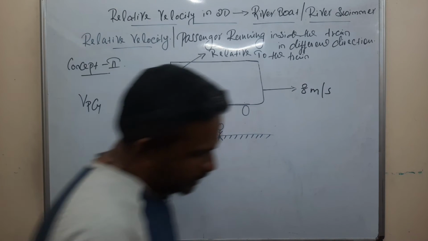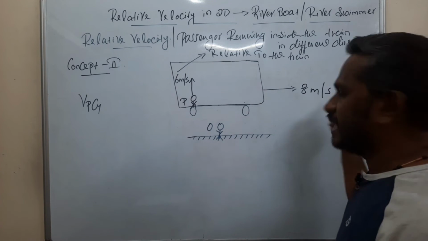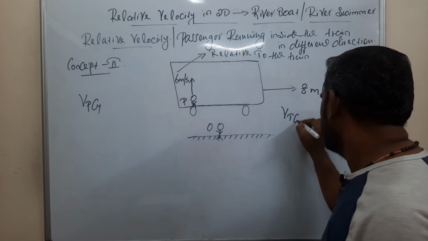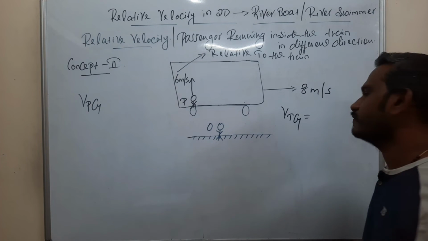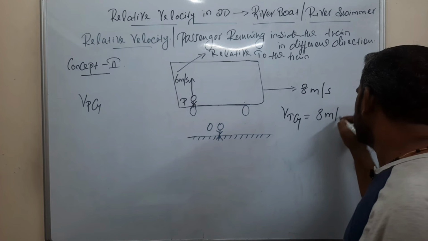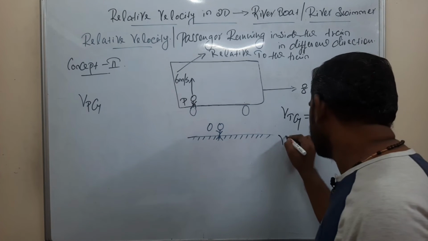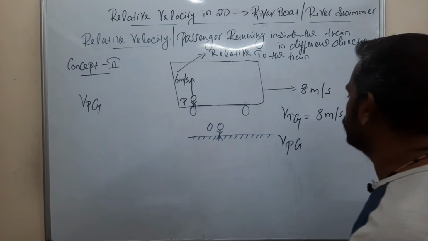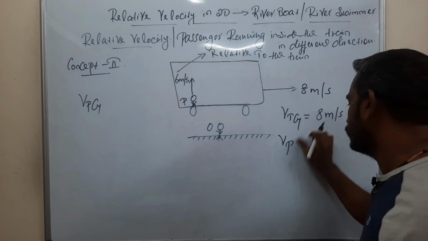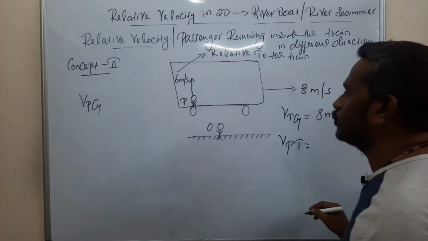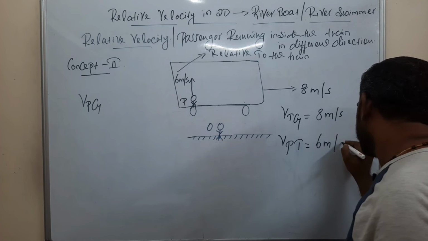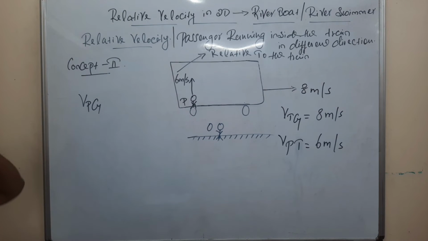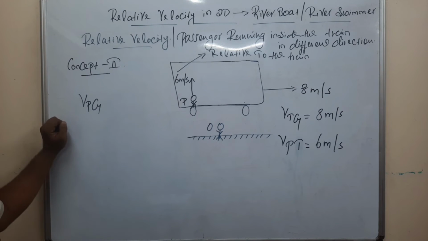So from the data given, what is 8 meter per second? Velocity of the train with respect to the ground is 8 meter per second. Velocity of the passenger with respect to the train is 6 meter per second. So we have to find the velocity of the passenger with respect to the ground.